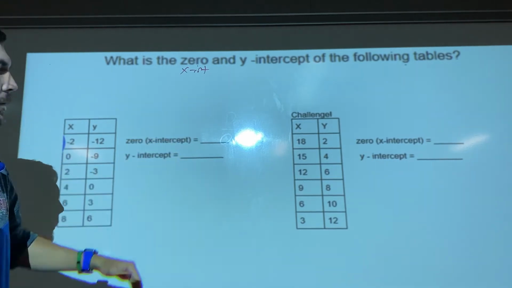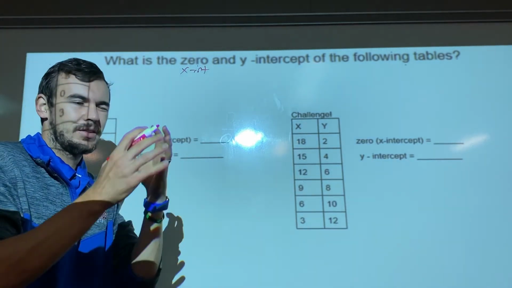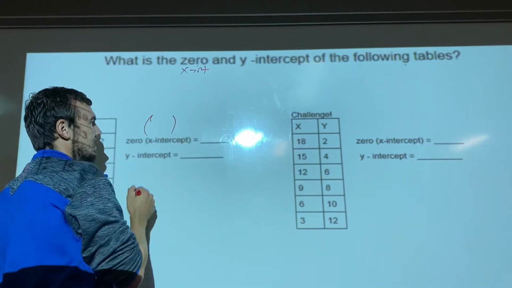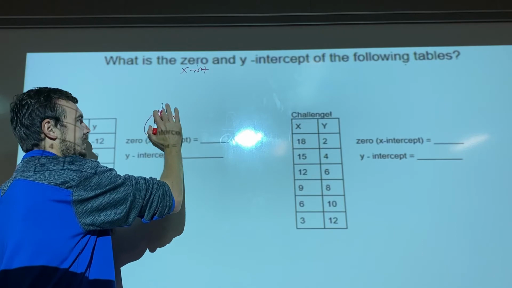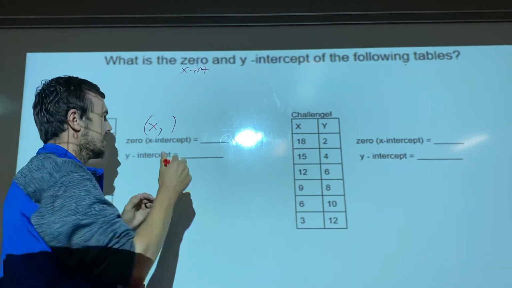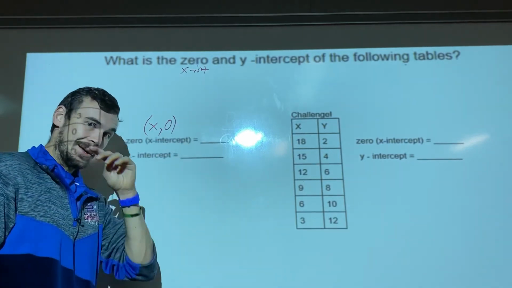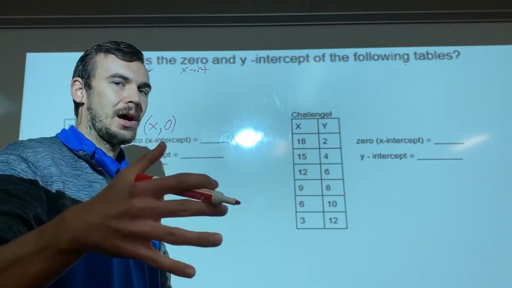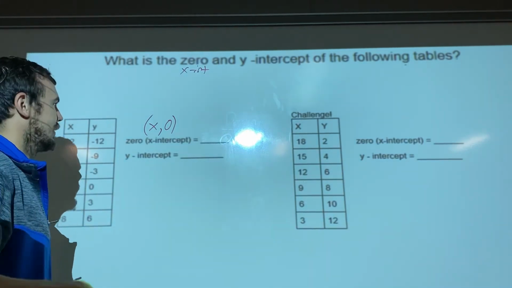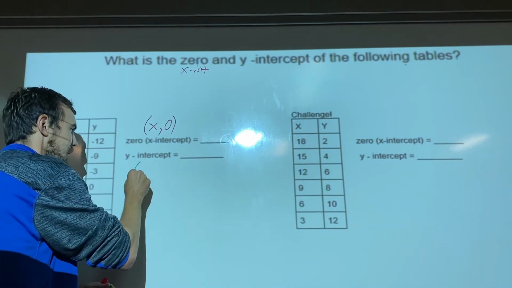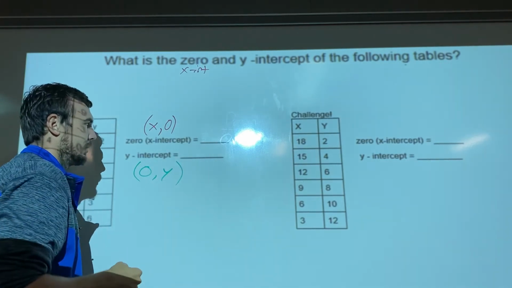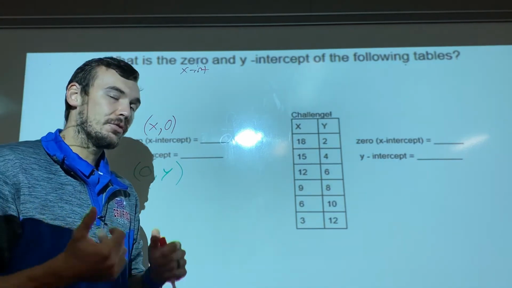To find our 0, our x-intercept, if it's sitting on the x-axis, this is a nice thing for you to remember. If it's sitting on the x-axis, that means your x is going to have a number, your y is just going to be 0, all right? So your x will have a number, your y will be 0. Your y-intercept will be the opposite of that. If it's sitting on the y-axis, your x is going to be 0, your y is going to be a number, all right? So that's nice for you to remember.